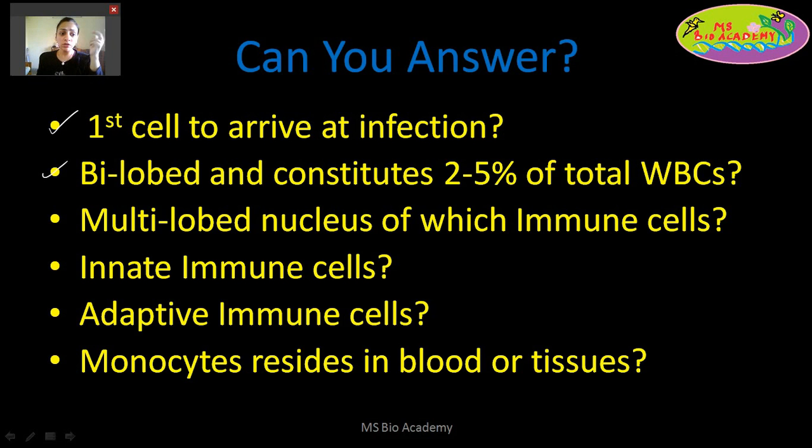The second question is, can you name a bilobed nucleus containing cell which is almost 2 to 5% of total WBC, which is present in the least amount? Can you name it? Okay, let me go to the third question. Can you name the multilobed nucleus of the immune cells? Among the immune cells, which one is carrying a multi-lobed nucleus? Or can you name an innate immune cell or an adaptive immune cell? Or can you tell me whether the monocytes reside in the blood or the tissues? Do you know all these answers?